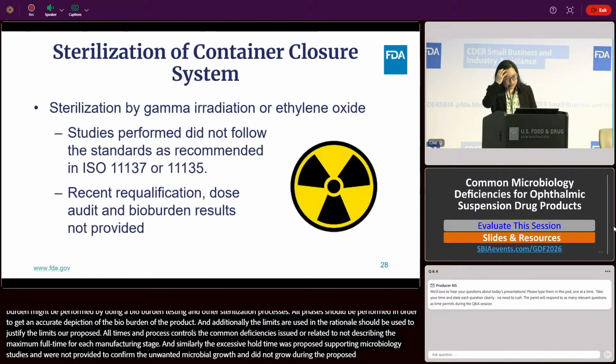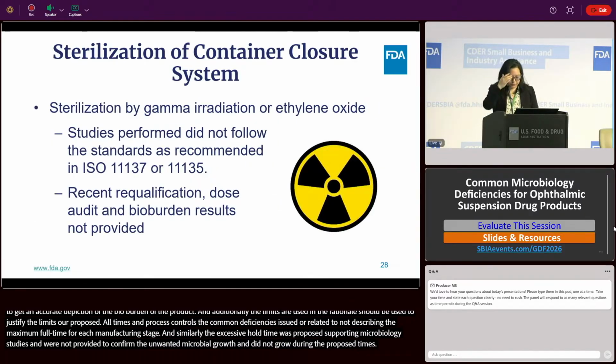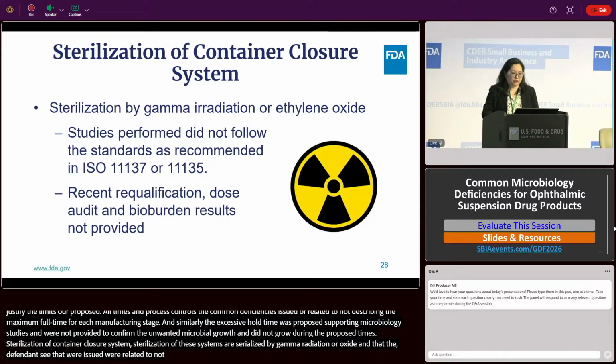The sterilization of container closure. A lot of the time, these systems are sterilized by gamma irradiation or ethylene oxide. And for these studies, the common deficiencies that were issued were related to not performing them according to the standards recommended in ISO 11137 or ISO 11135. In addition, IRs were issued due to the lack of recent requalification studies, dose audits, and bioburden results.